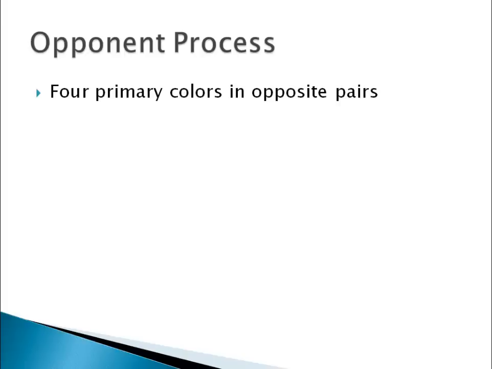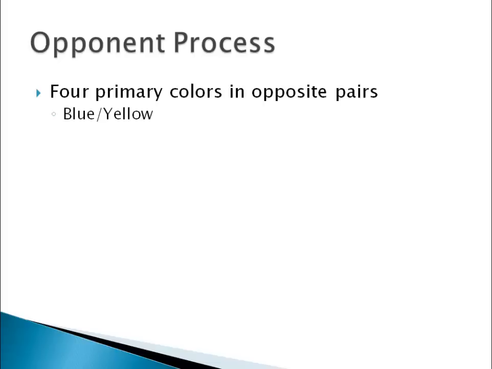Now, the opponent process theory suggests that we see colors through opposites, essentially, through opponents in a way. That we take these primary colors, and they actually added yellow in, by the way, because it does appear there are green cones that are a little more sensitive to the yellow end of the spectrum. But you take these colors, and these colors are in opposite pairs. So a blue cone is paired with a yellow cone that's pretty much right next to it.